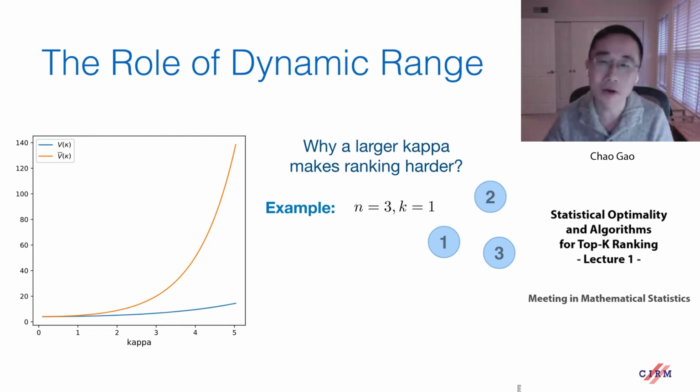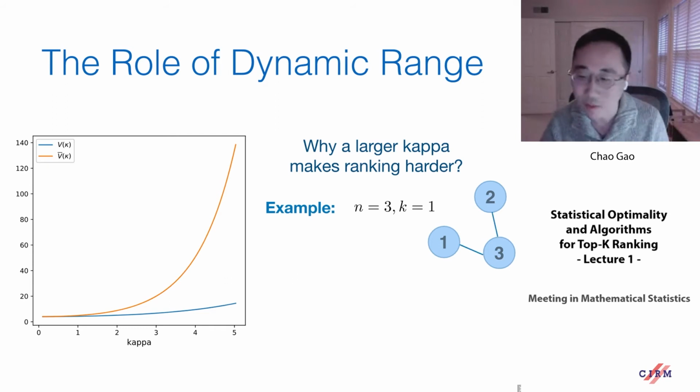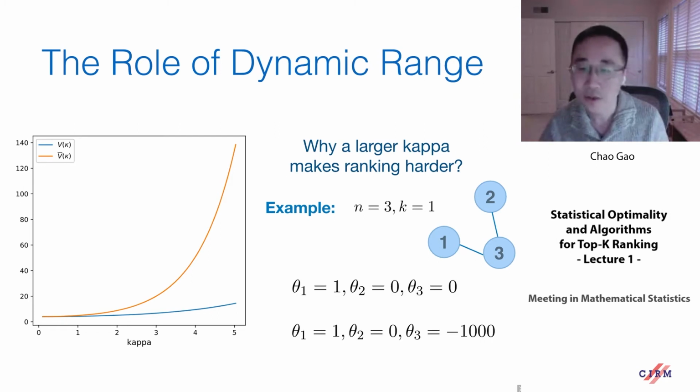Okay, so this is a toy example. We only have 3 players, and we just want to find the best player among the 3 players, right? The top 1 ranking problem among 3 players. And let's assume there are edges between 1 and 3, 2 and 3, but no edge between 1 and 2. Okay, so this is the graph setting. And let's consider the following 2 scenarios, right? In the first scenario, the best player has scale 1, then the other 2 have scale 0. And in the second scenario, the best player has scale 1, the second has 0, but the third player is so weak, he has a scale -1,000, just to make things a little bit more extreme, okay?